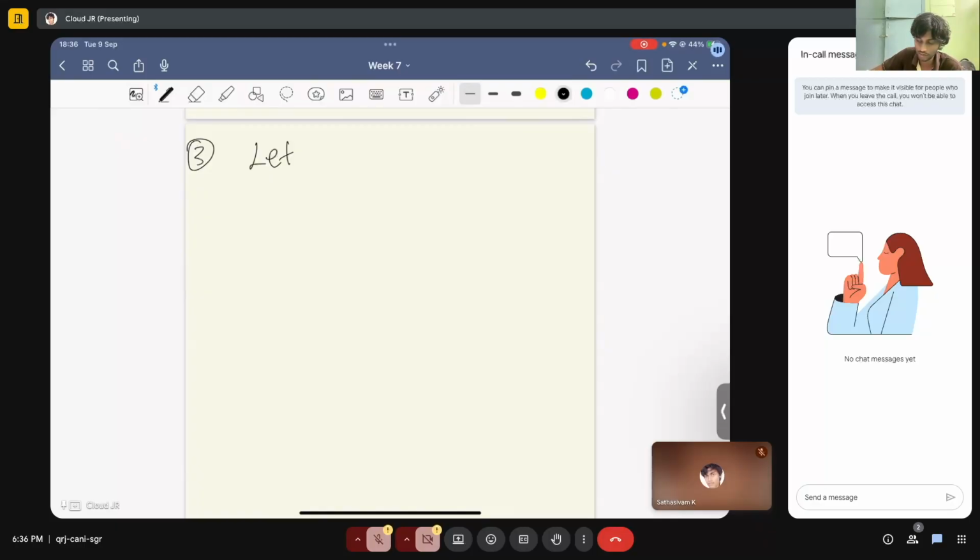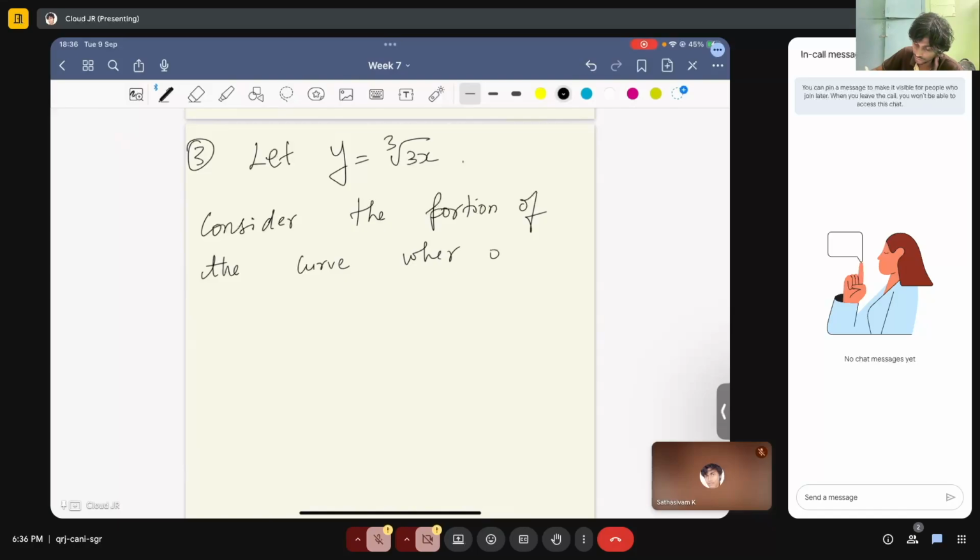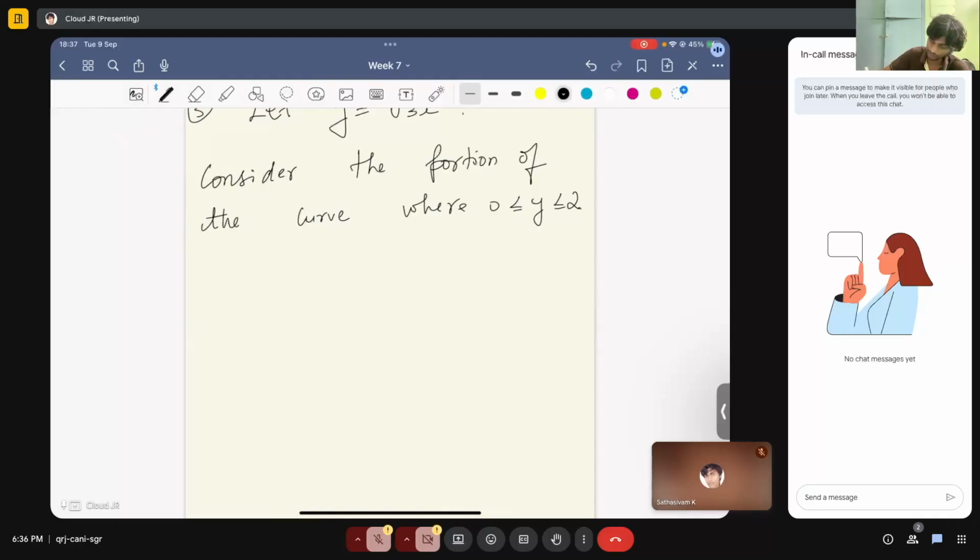In this case, I have a function like this. You have y equal to the cube root of 3x. Now consider the portion of the curve where 0 is less than or equal to y, which is less than or equal to 2. So you just consider this part of the curve, not every part. Now what you're going to do is find the surface area.